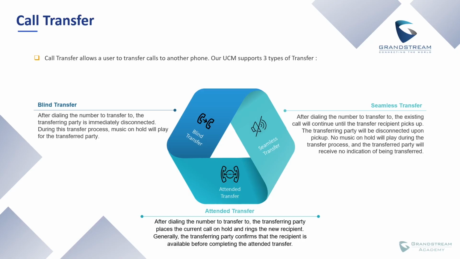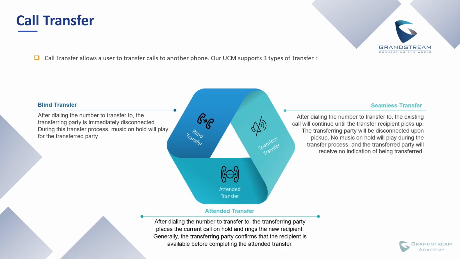The second type is attended transfer. An attended transfer is a transfer where, before actually transferring to the destination, the call is put on hold and another call is initiated to confirm whether the end destination is actually available to take the call or not. The third type is seamless transfer. It allows the user to perform a blind transfer using the UCM feature code without having music on hold being played during the transfer process. Please note that all of these types have their respective feature codes that we're going to talk about in a later class.